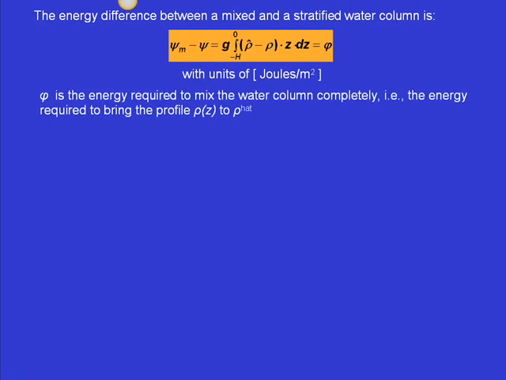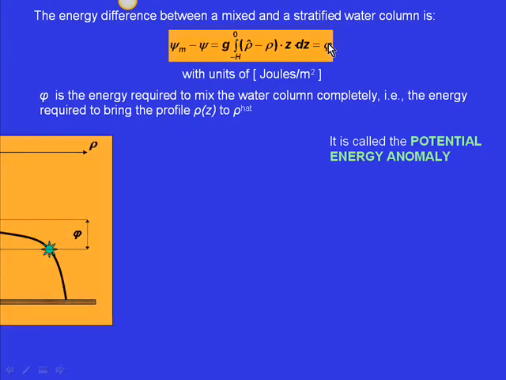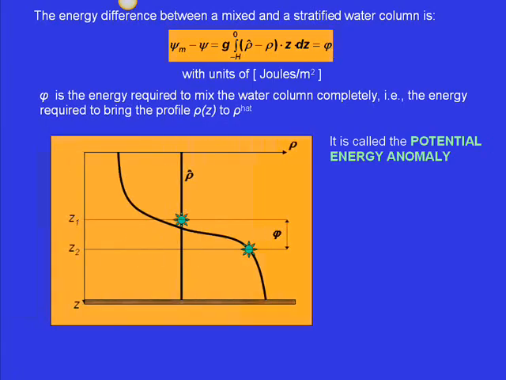So again, it's the energy required to mix the water column completely, the energy required to bring the profile from a depth-dependent to a uniform profile. So it's called, again, the potential energy anomaly. That phi is called the potential energy anomaly. So there it is again. This phi is a proxy for stratification. The greater the value of phi, the greater the stratification is. What happens if phi equals 0?